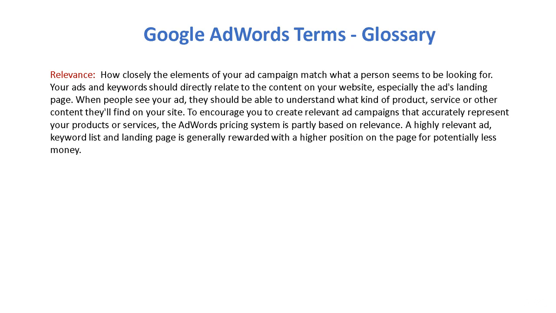To encourage you to create relevant ad campaigns that accurately represent your products or services, the AdWords pricing system is partly based on relevance. A highly relevant ad, keyword list, and landing page is generally rewarded with a higher position on the page for potentially less money. Relevance is part of your quality score, a formula that Google uses to measure how useful your ad, keyword, and website are to a customer. Relevant ads tend to get higher quality scores.